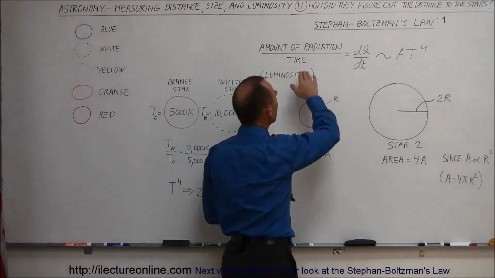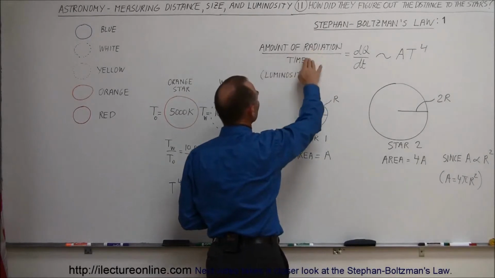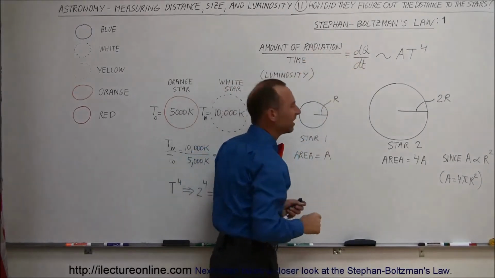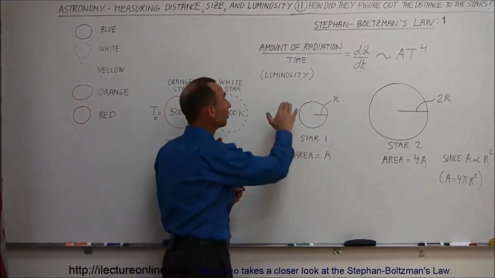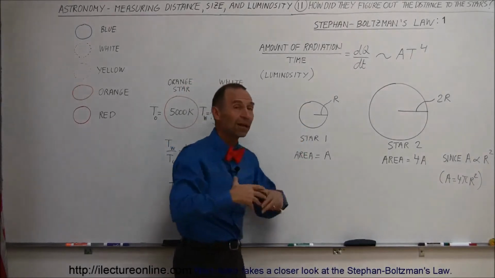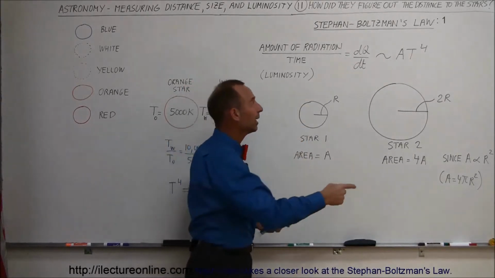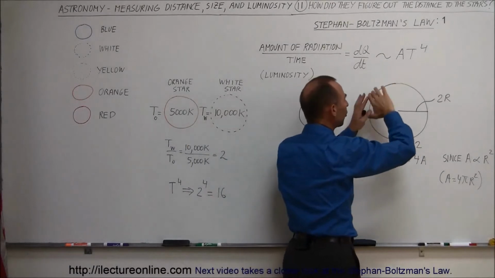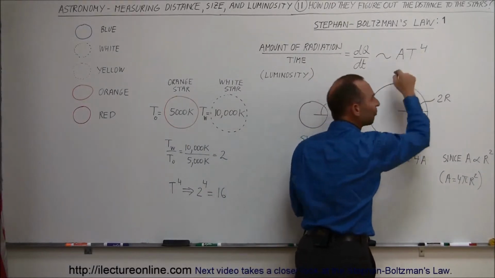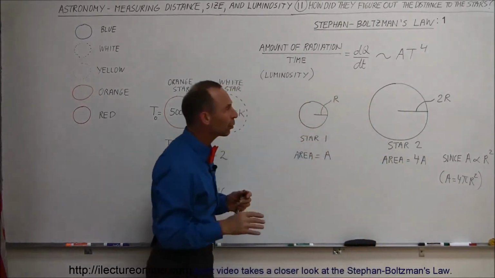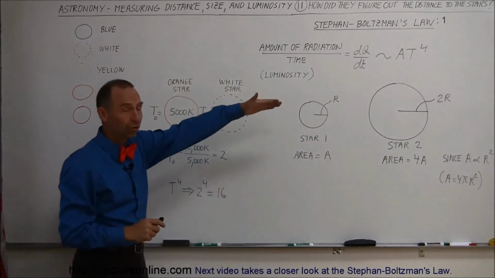And so they came up with an equation where the amount of radiation per unit time, which is dQ/dt, another way of looking at dQ/dt is simply the luminosity of the star, the amount of energy being radiated by the star, is proportional to the surface area of the star times the temperature to the fourth power. And that was a powerful equation. Now actually this is the proportionality.